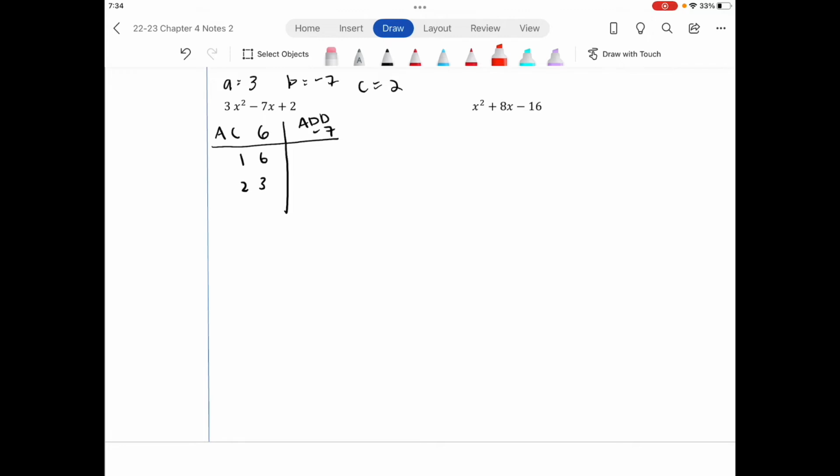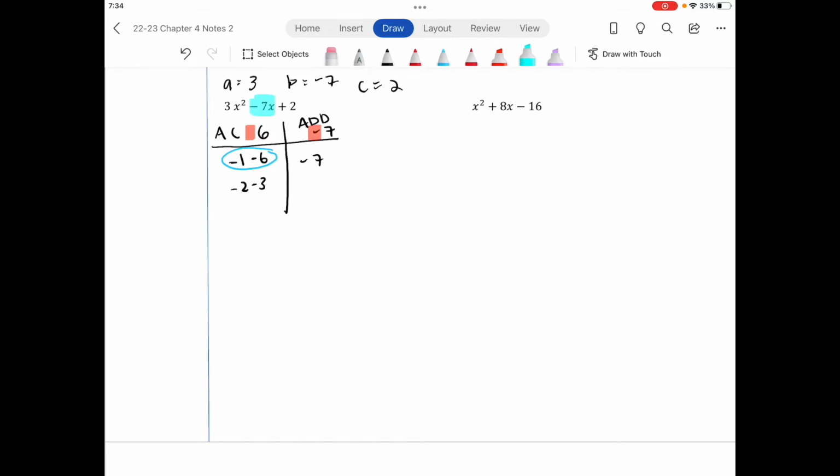Since we're trying to multiply to a positive 6, but add to a negative 7, we're going to have to make both of our numbers be negative, because two negatives multiply to a positive, but they add to a negative. Negative 1 minus 6 gives us negative 7, and we can stop right here. We've already found the two terms we're going to use.